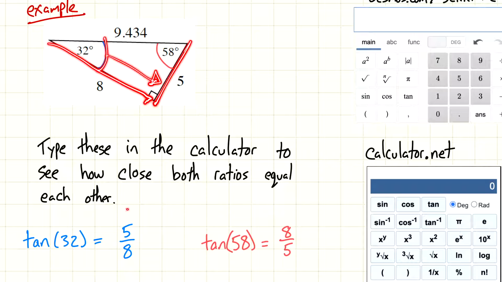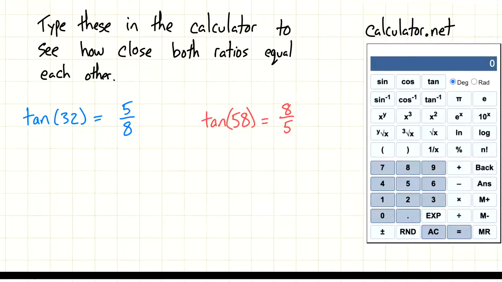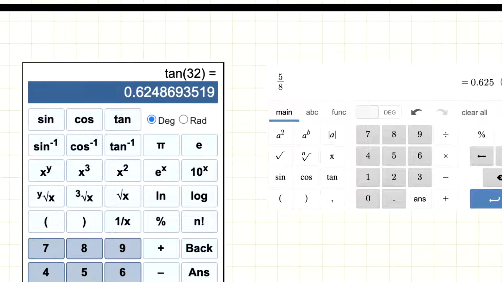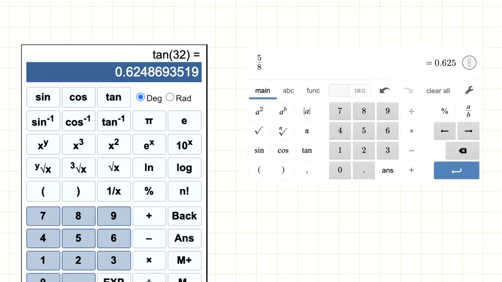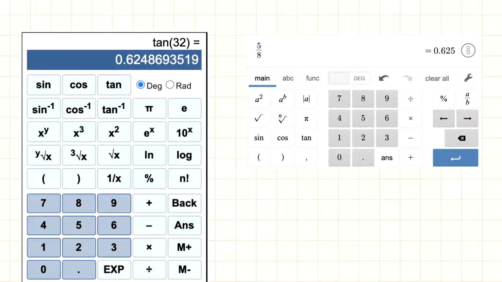All right, so that's why I have 5/8. So instead of me looking up in a trig table, I'm writing it like this: tangent of 32 is equal to 5/8. Well, let's double check that. I've actually used two different calculators just to show you that they both work.